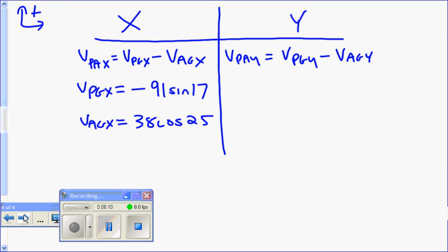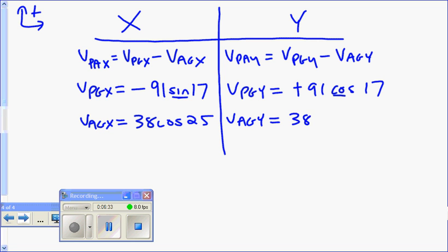Similarly, on the other side then, VPGy. In this case, it's positive, positive because it's west of north. And without even looking at the triangle, I've told you before that if this side's sine, this side must be cos. Remembering that the VAG is north and east, so that's all my positive directions.